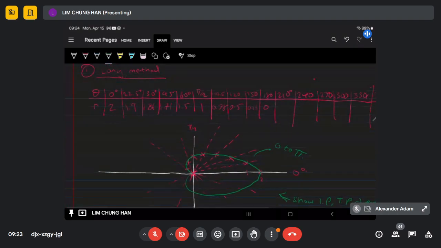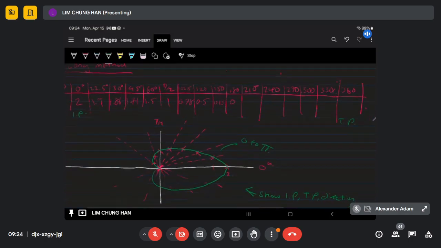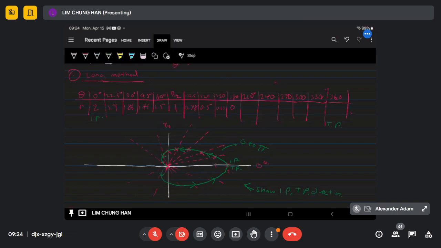So initial point is the starting point, 0 degrees. The terminal point is 360 degrees. So initial point is there, the terminal point at 360 is there, and the direction is here. That's the direction. So normally you have to show all this as well in your graph. So that's the long method. Very straightforward, easy to understand what's going on.